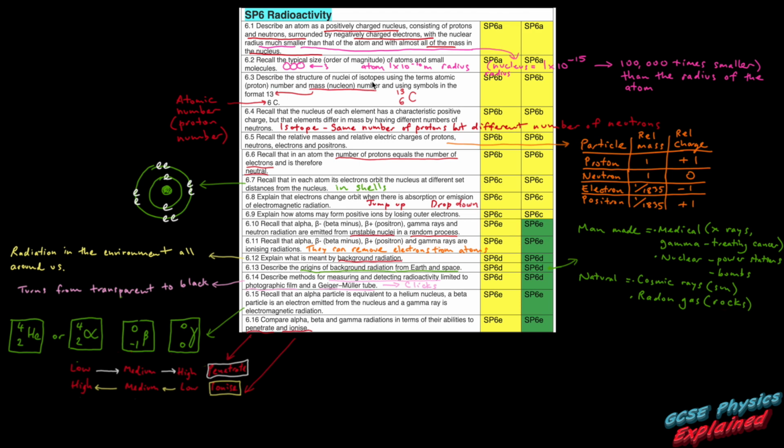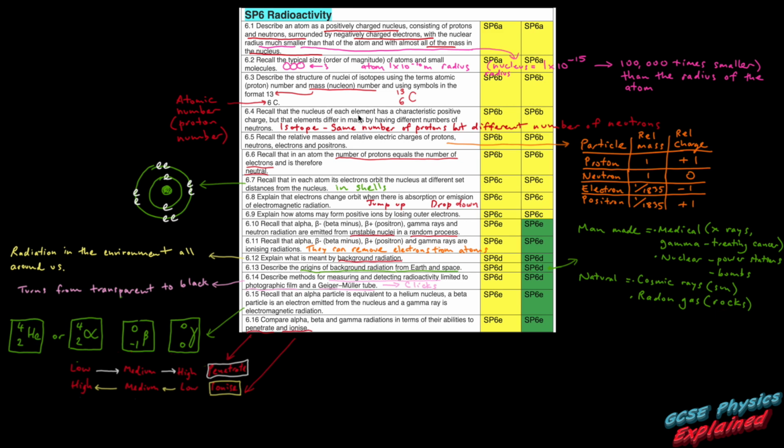Describe the structure of nuclei of isotopes using the terms atomic or proton number and mass or nucleon number, and using symbols in the format. So this bottom number here is the atomic number or proton number, and the top number is the mass number. So this is how you'll commonly see it, like that, with the letter C in between the two numbers.